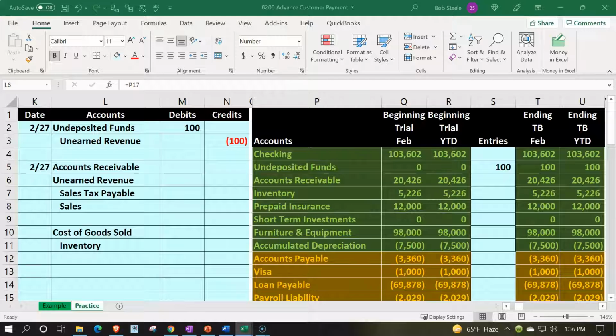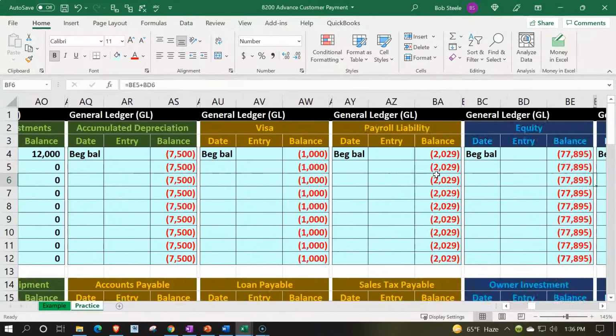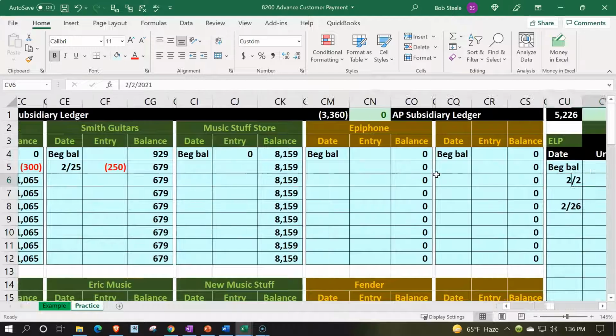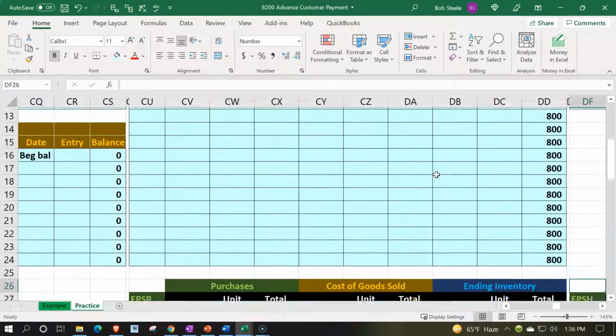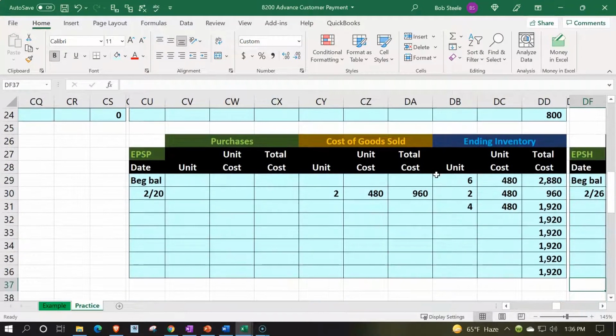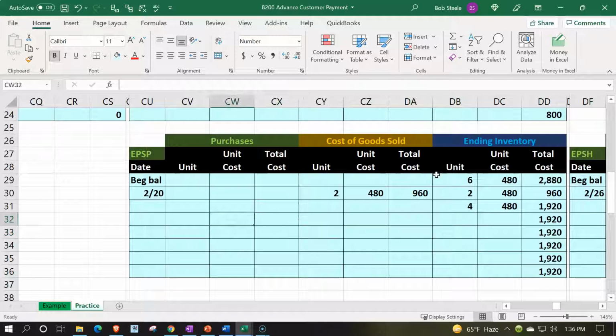The guitar that we're going to be selling is going to be on the subledger. So let's go all the way to the right to the subledger. It's going to be one of those EPSPs. So I think it's going to be down here. This one, the EPSP, which you can see there. And this happened on 2/27.